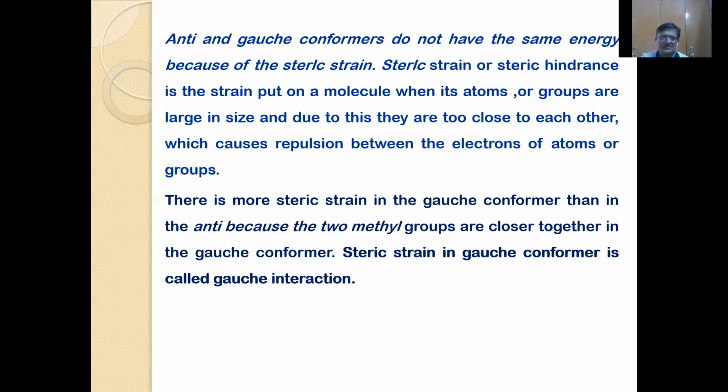What does steric strain mean? This is the definition. Steric strain or steric hindrance is the strain put on a molecule when its atoms or groups are large in size, and due to this they are too close to each other, which causes repulsion between the electrons of atoms or groups.